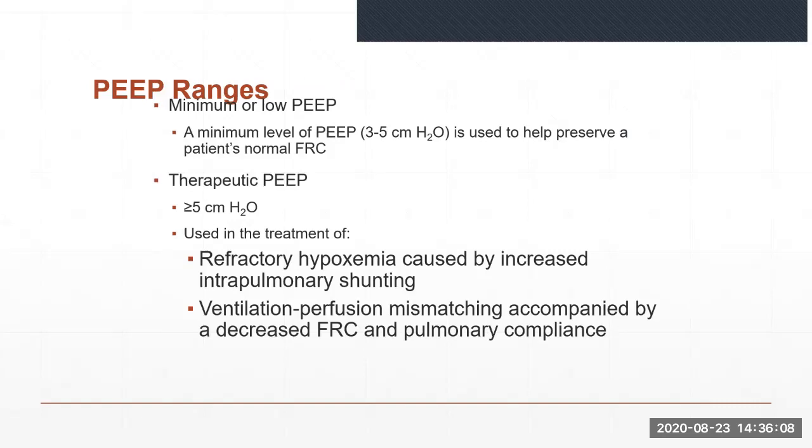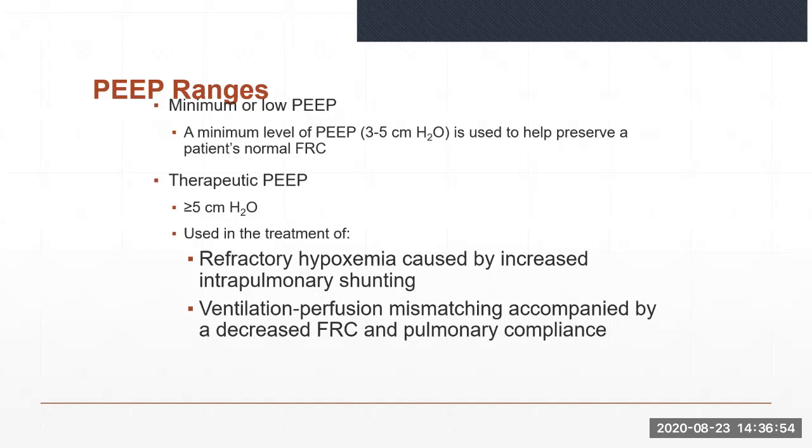Two levels or ranges of PEEP can be employed: minimum or low PEEP, also called physiologic PEEP, and therapeutic PEEP. In most situations, it is appropriate to use a minimum level of PEEP, 3 to 5 centimeters of water pressure, to help preserve a patient's normal FRC. FRC usually decreases when a patient is intubated or placed in a supine position. The reduction in FRC is due primarily to the abdominal contents moving upward and exerting pressure on the diaphragm. Because only 3 to 5 centimeters of water pressure is applied with minimum PEEP, it is usually not considered a problem in terms of causing complications.